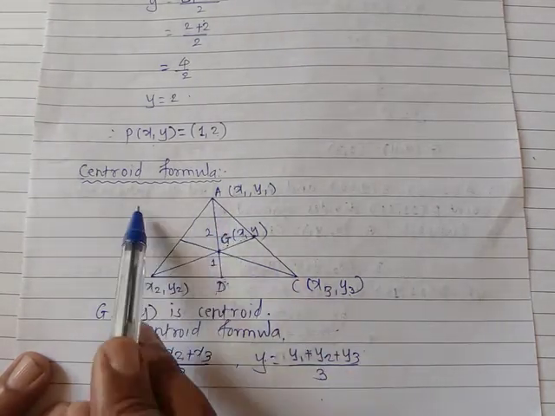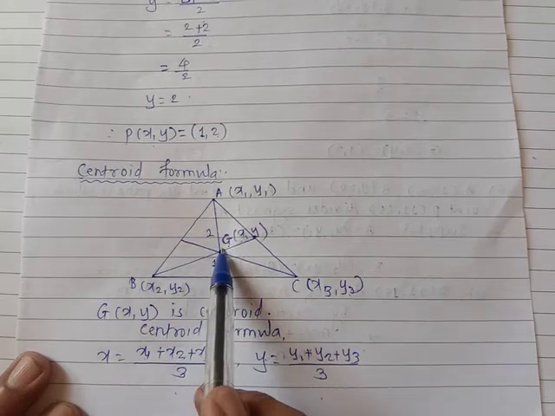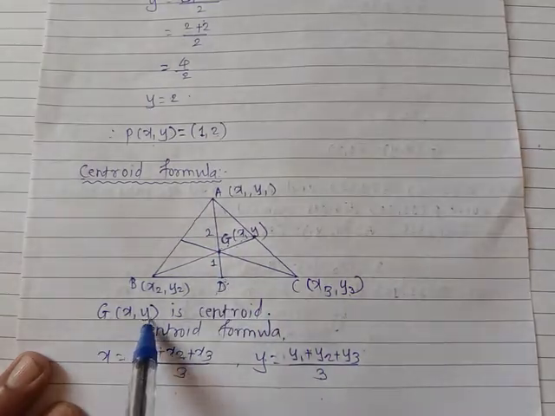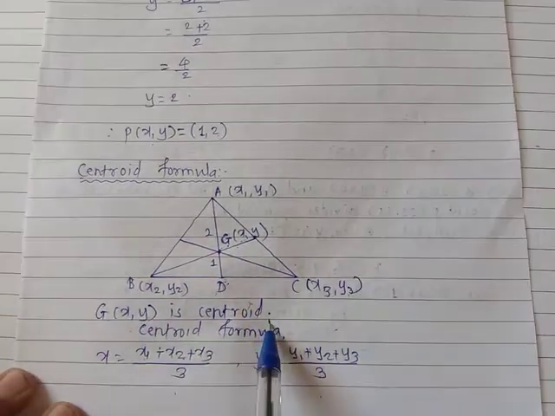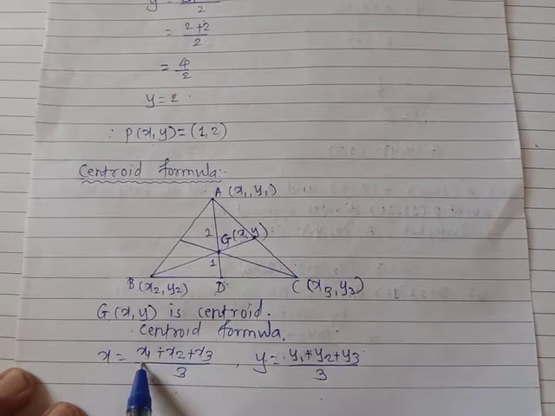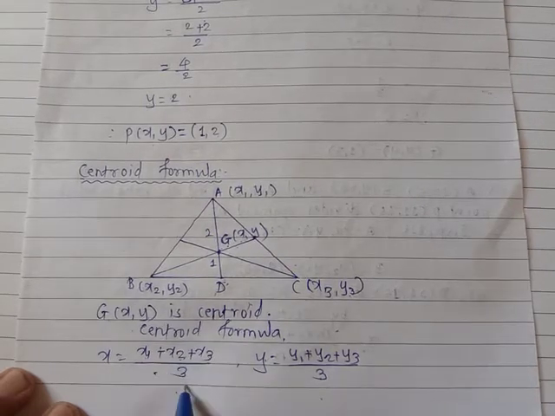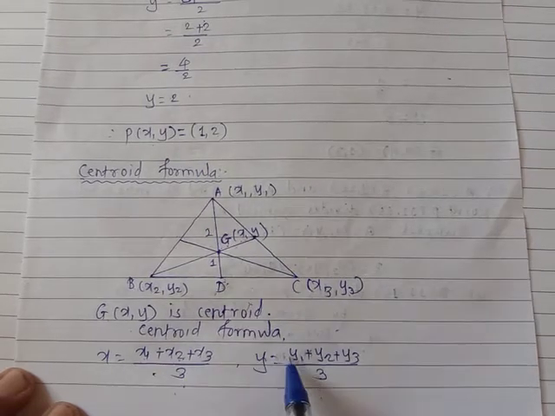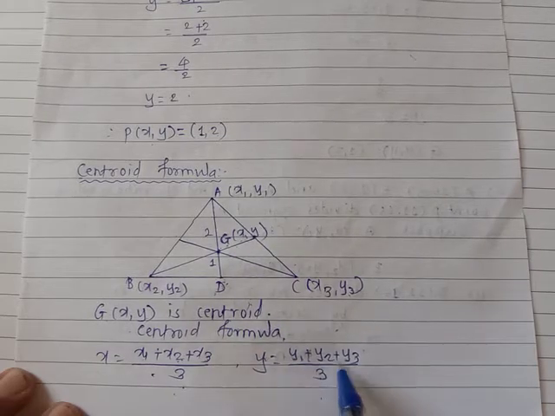So here by centroid formula you have to find out coordinates of G. G(x,y) is centroid, therefore by centroid formula x equals to x1 plus x2 plus x3 upon 3, y equals to y1 plus y2 plus y3 upon 3.